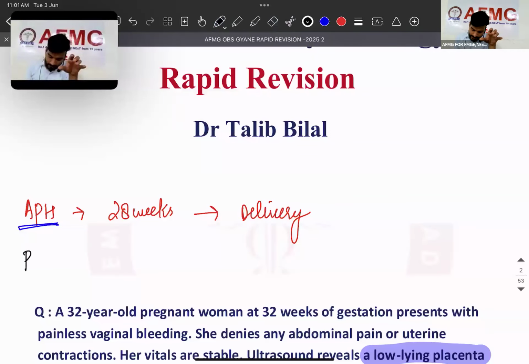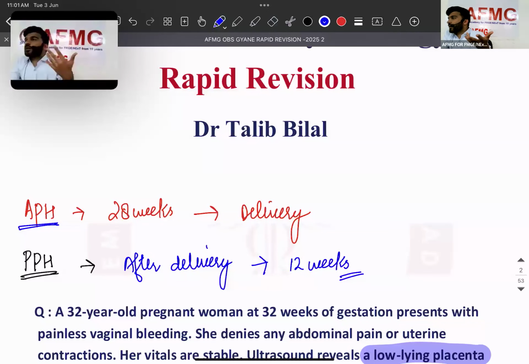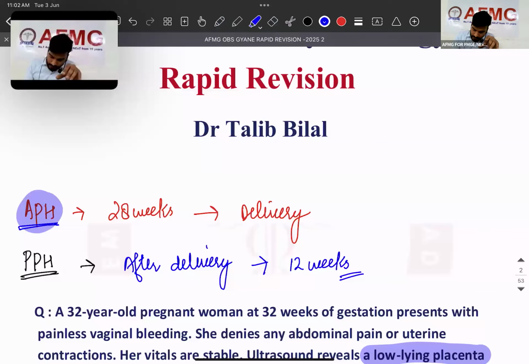Now the next type of bleeding is postpartum hemorrhage. What is postpartum hemorrhage? After delivery, till 12 weeks. Any bleeding after 12 weeks or any bleeding before 28 weeks, I will call it abnormal uterine bleeding.